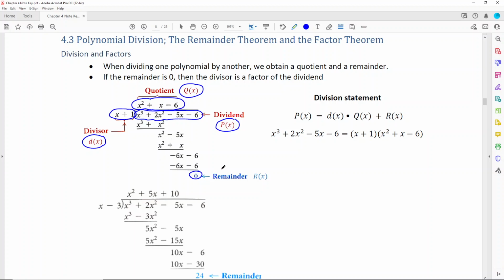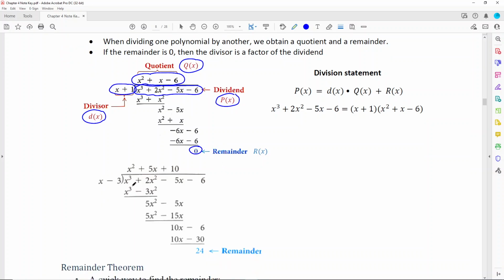Now, here's an example of x cubed plus 2x squared minus 5x minus 6 being divided by x minus 3, so a different divisor. We get a different quotient, and we'd get a different remainder. I want to talk for a second before we do the division statement about what the remainders mean, when you get a remainder of 0 versus when you get a remainder of 24. To do that, actually, it's easier to show it through the division statement.